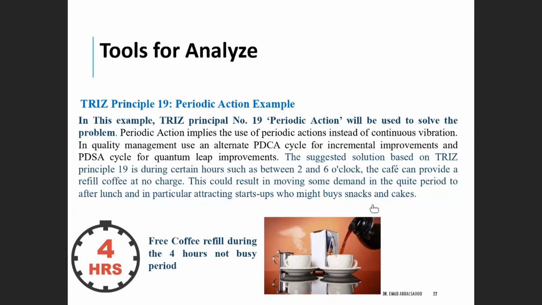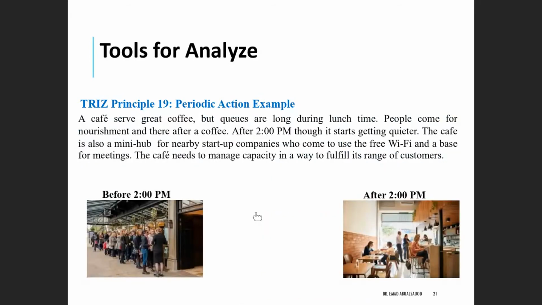The same goes for other people who come early, before 2 p.m. This will attract them to come again if they need a cup of coffee or a snack, because the cafe offers something that attracts people compared to others. Maybe other cafes don't have this offer in the area. So this is using the periodic action concept to reduce the variability, or manage the range of customers, in your cafe in this example.